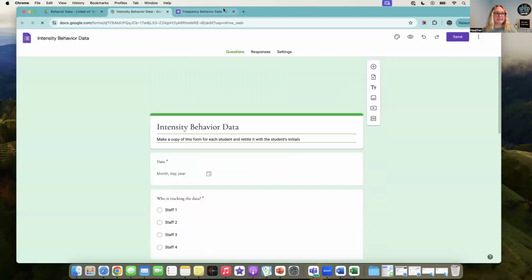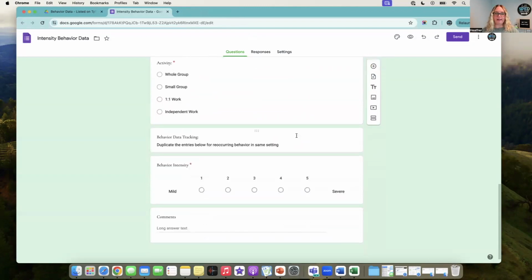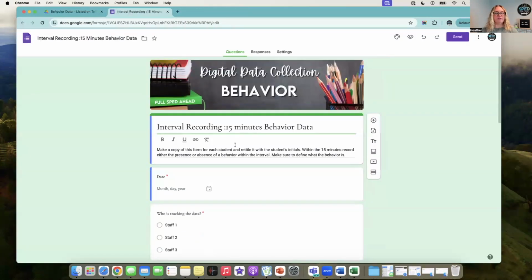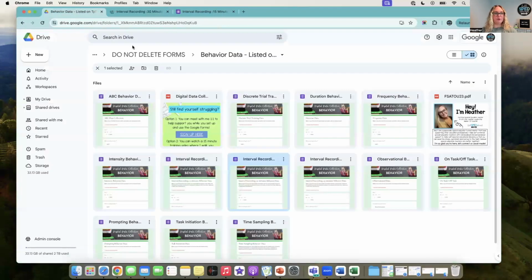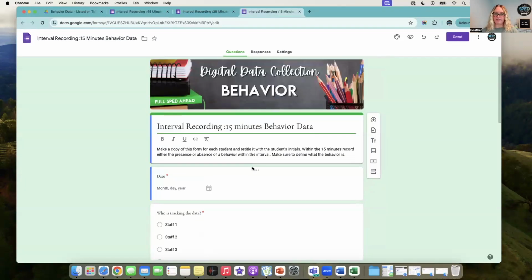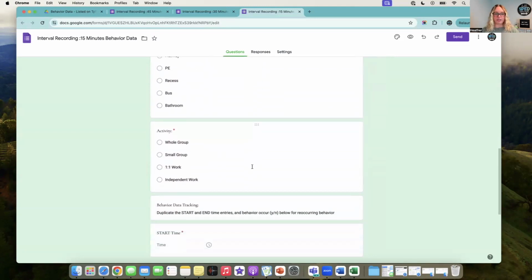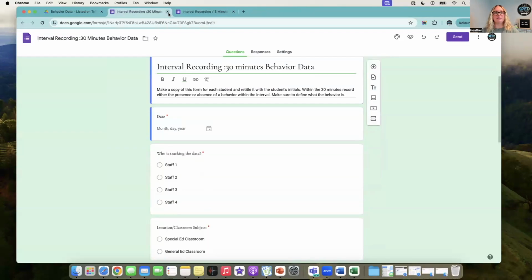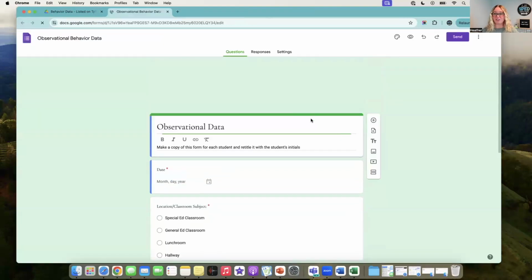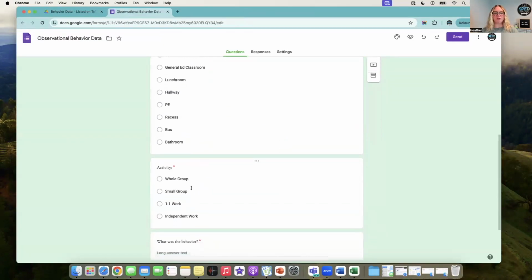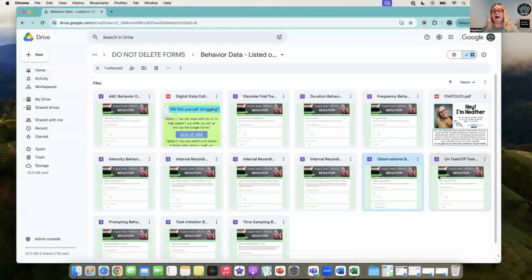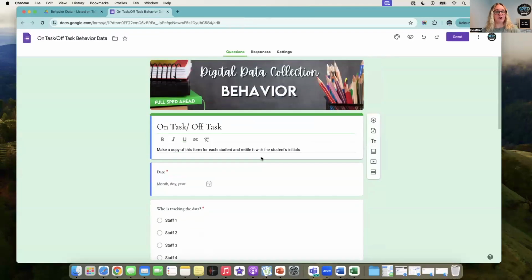And then intensity. Again, on intensity, obviously you would have a scale of what the intensity was, if it was mild or severe. Interval recording, so that you have 15, 30, and 45. So there could be a 15-minute interval. Every 15 minutes, you're checking in and seeing what was the behavior, where did it happen, 30 minutes or 45 minutes. And then observational data is just if you're going to go in and observe a student, what class did you observe them in? What kind of activity was happening? If there was any behavior, any notes. So basically just observational.